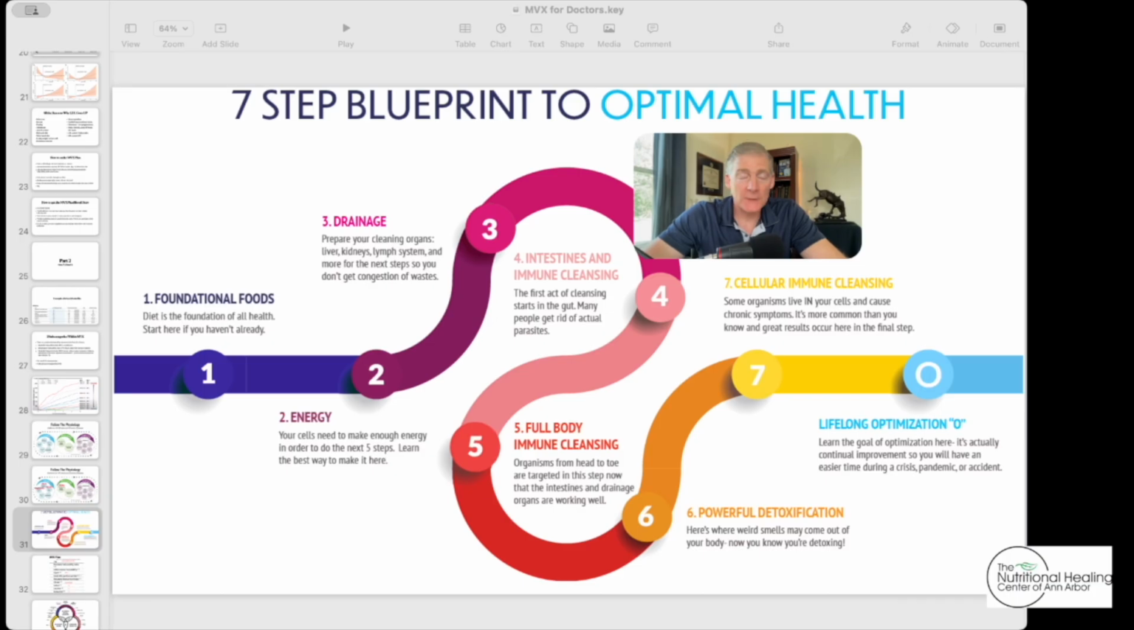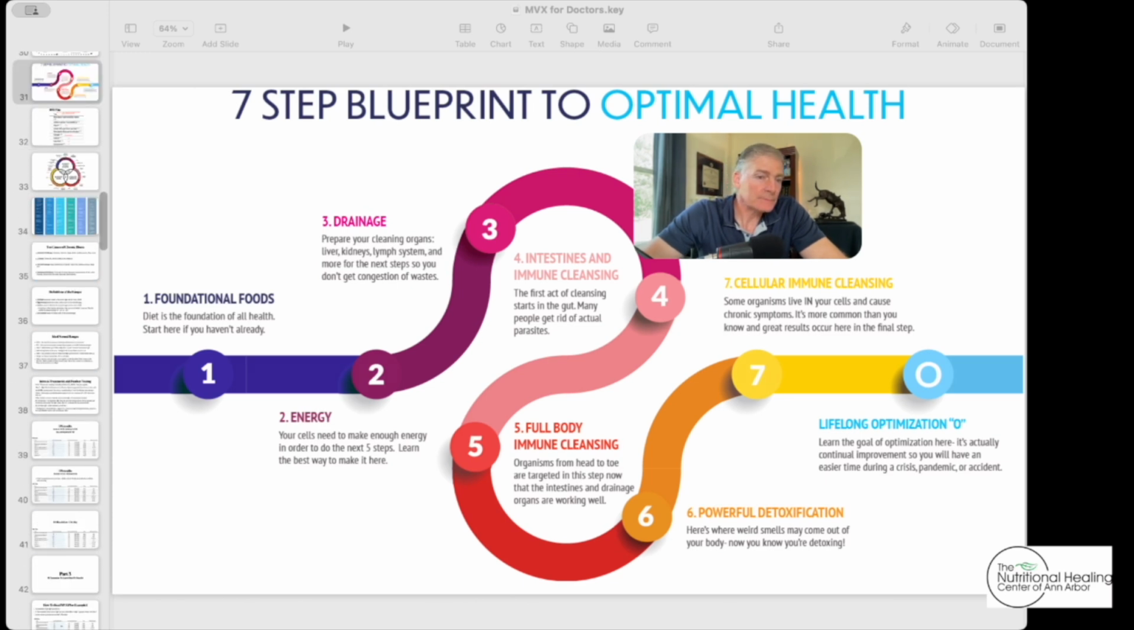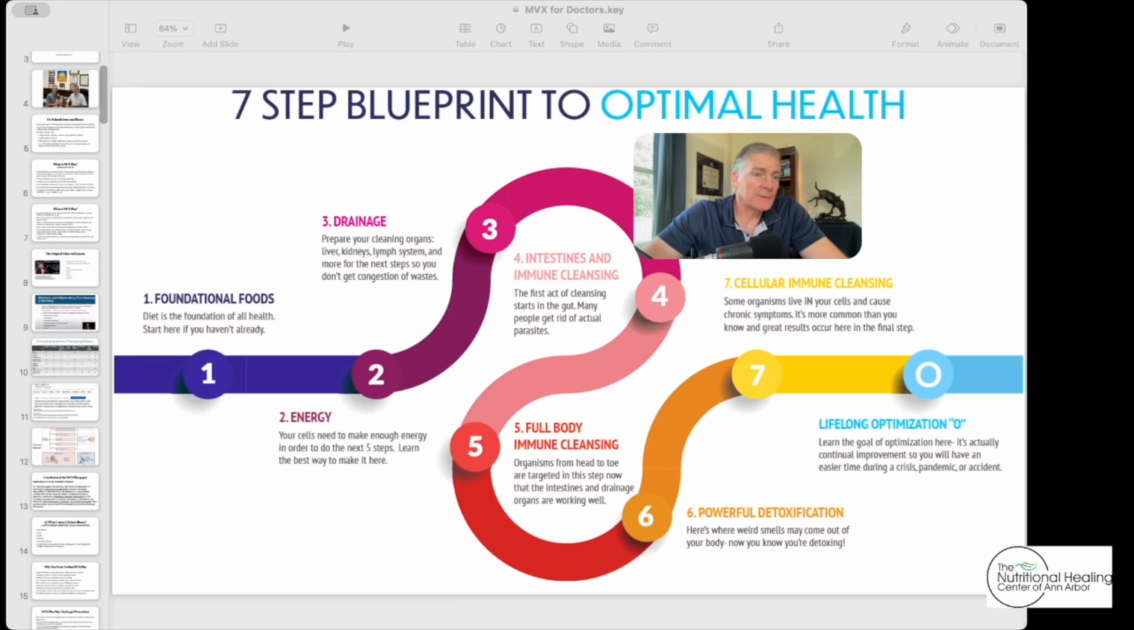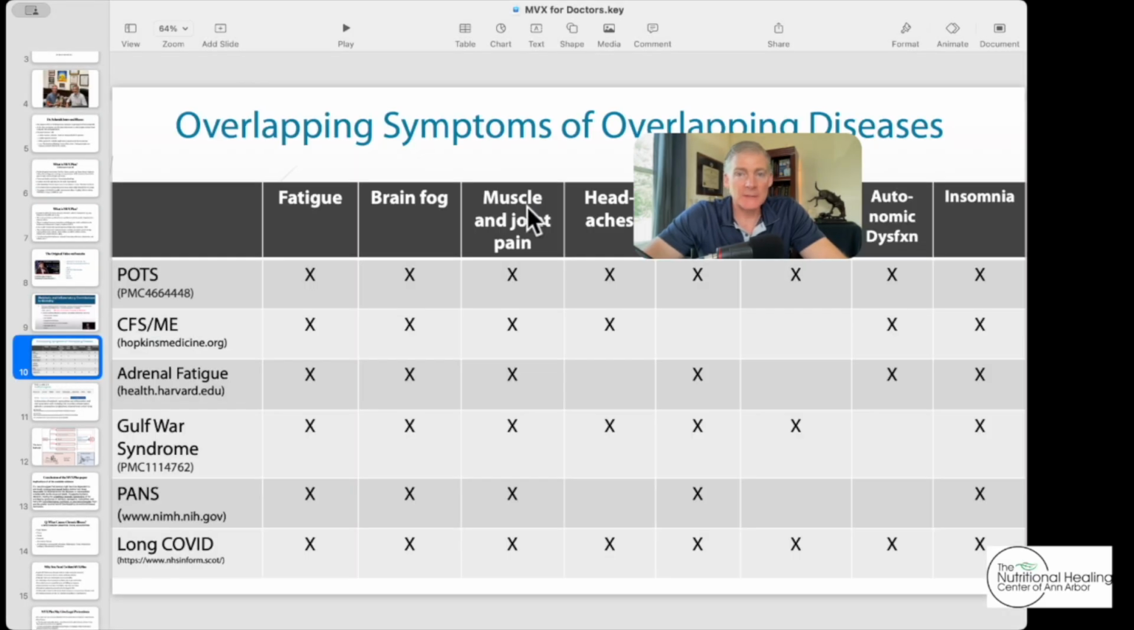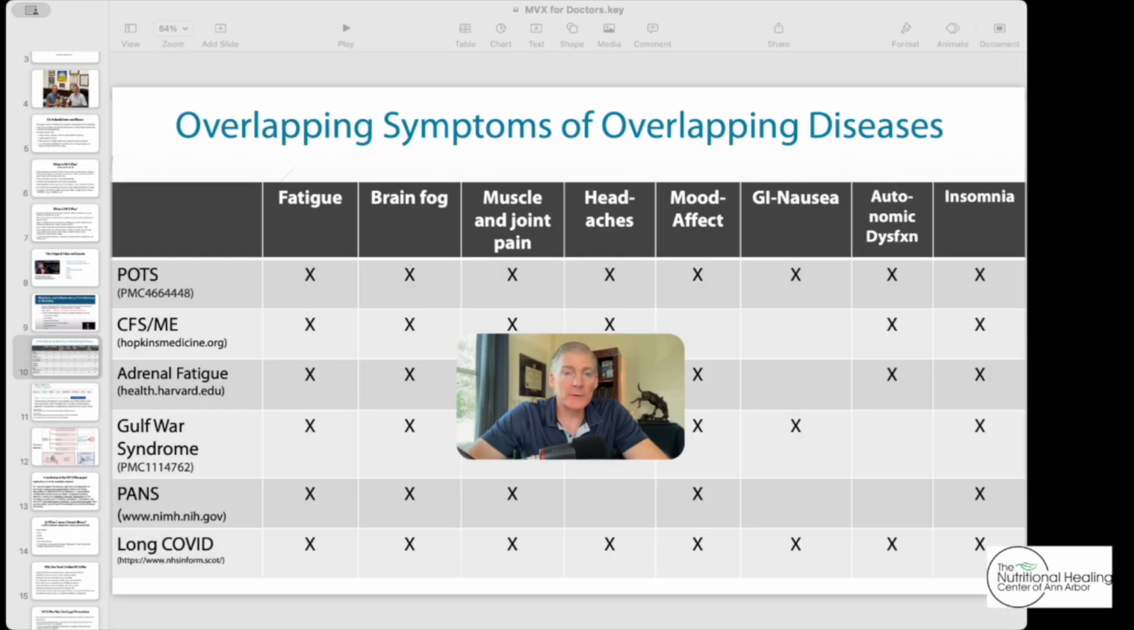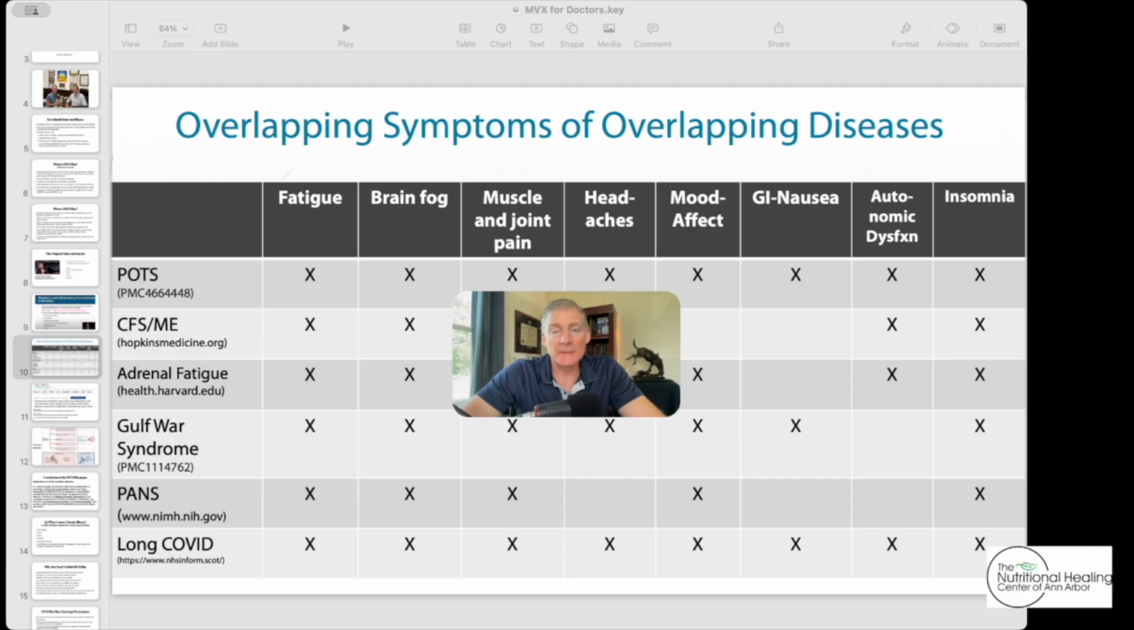I don't care what your diagnosis is. Autoimmune, heart, skin issues. I've seen it all. But if your body's filled with toxins and parasites and candida and mold and et cetera, you get a bunch of diseases. You get a bunch of symptoms. And you can see here that there's some confusion about symptoms and diseases. So at the top of this graph, it says overlapping symptoms of overlapping diseases.